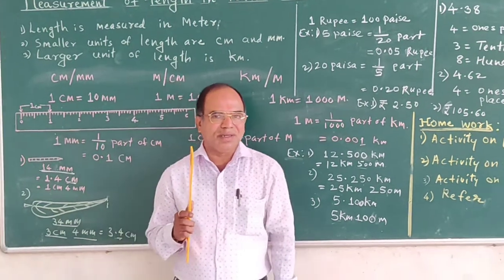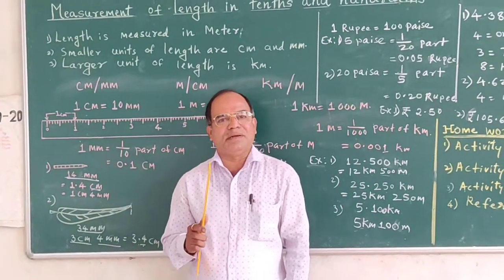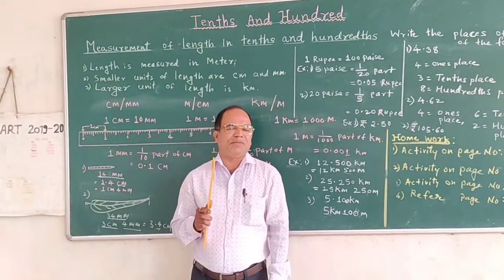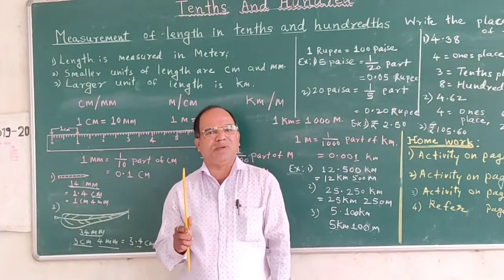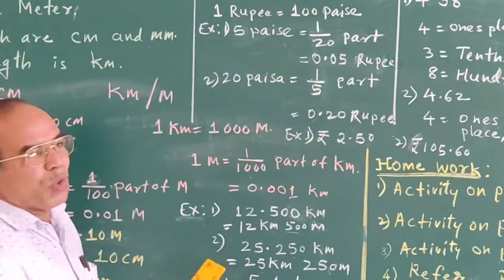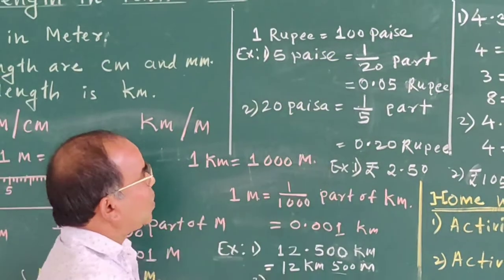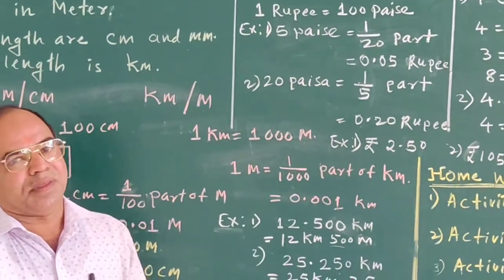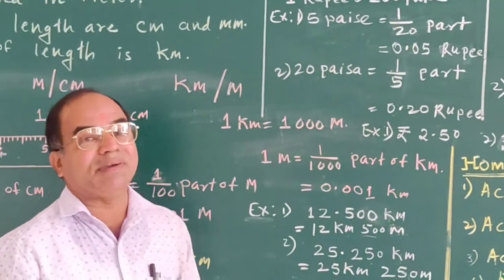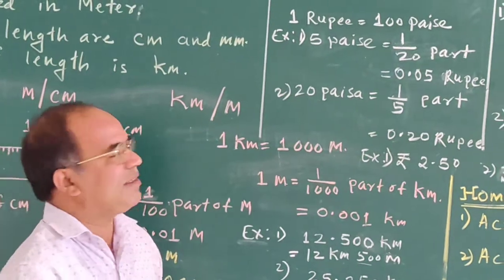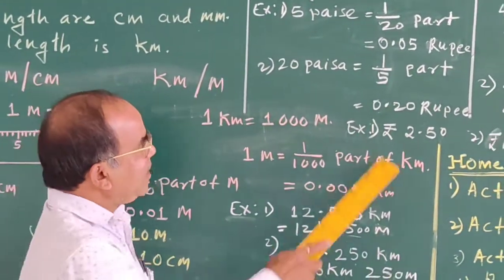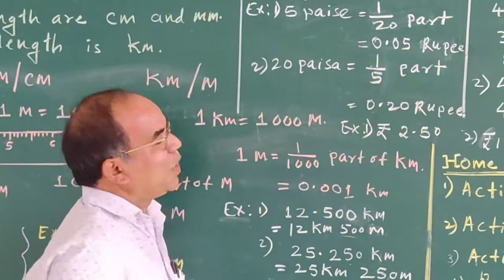If you use the centimeter, then it will be centimeter and mm. If you use the meter, it will be meter and centimeter, and if you use the kilometer, it is kilometer and meter. So here one more example, of rupee, is given. You know that 1 rupee is equal to 100 paise. That means 5 paise is a 1/20th part of a rupee, as if you multiply 20 by 5, we get 100. That means 0.05 rupee in decimal.